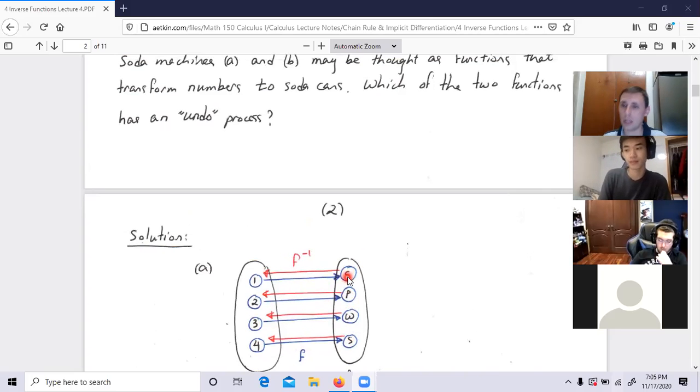It's going to take Coca-Cola and transform it to whatever produced Coca-Cola, right? So that when you run the functions one after the other, you end up with the same thing you started with. So I have 1, C, back to 1. 2, P, back to 2. 3, W, back to 3.